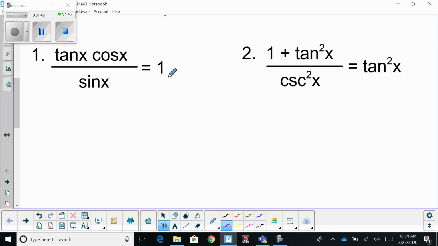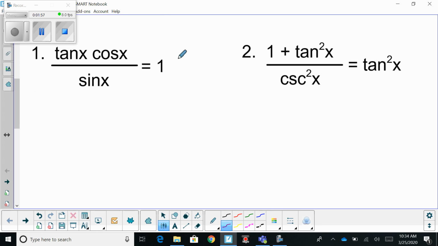So for example, on number 1, obviously I'm going to simplify the left side. All I have on the right side is a 1. Over here I have tangent, cosine, sine. So I'm going to simplify this. The same hints apply as with simplifying. Switch things to sines and cosines, and if you see pluses or minuses, think about your Pythagorean identities.